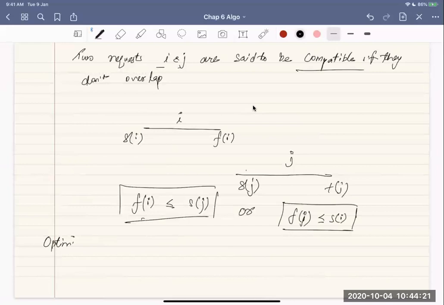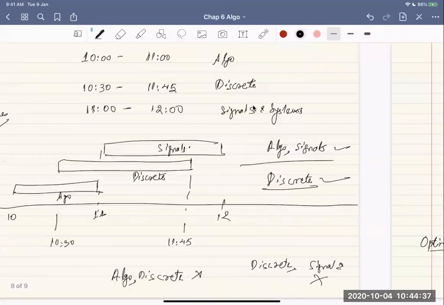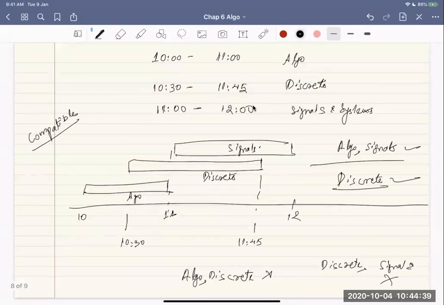See, this term is very important. Generally we solve problems that are optimization problems. You want to optimize some objective. Now, what is a good objective? Good objectives can be multiple. You may want to fill the classroom for the most amount of time, or you can say, I want the maximum number of requests to be satisfied.